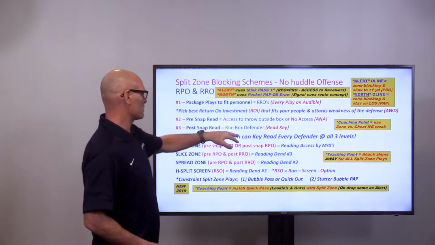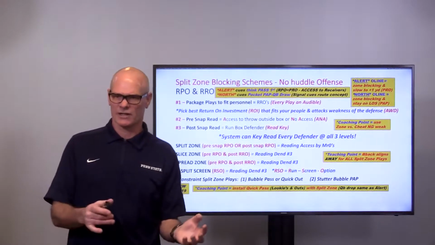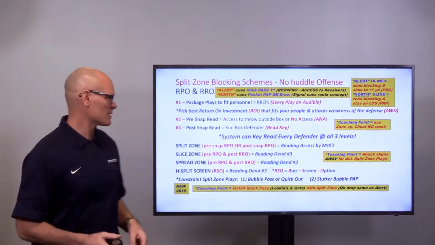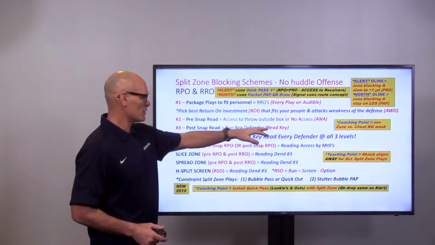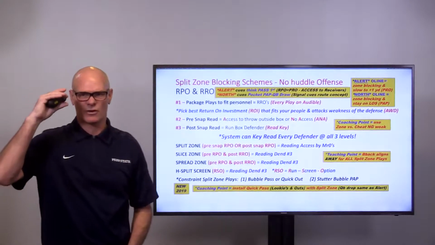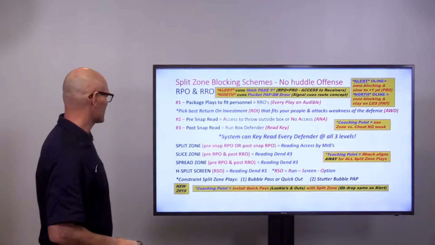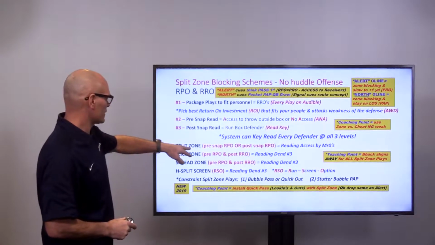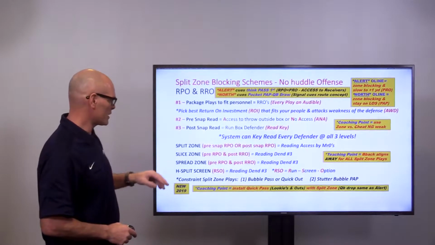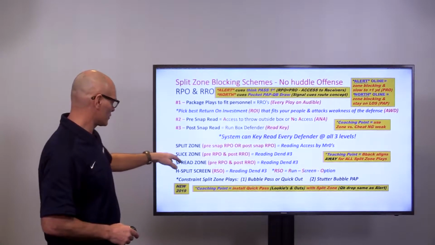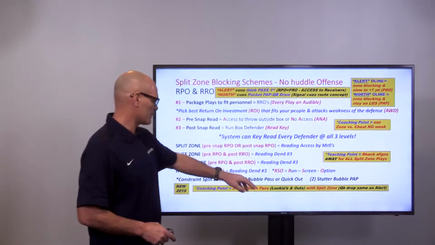Number 3 then, when we get into post-snap reads, we're going to read a key defender and everything. And as I said, when it is an RPO, this is where the quarterback will actually make that part of the play call. The system's great in that it can read almost every defender in all 3 levels: level 1, the D-line, level 2, the backers, and level 3, the secondary. So we'll start out here first with pre-snap RPO or post-snap RPOs, reading those 2 different levels, and then we would go to the slice zone, a spread zone, and a split screen, and then constraint plays as we go.